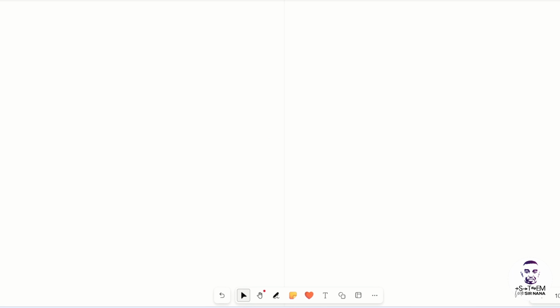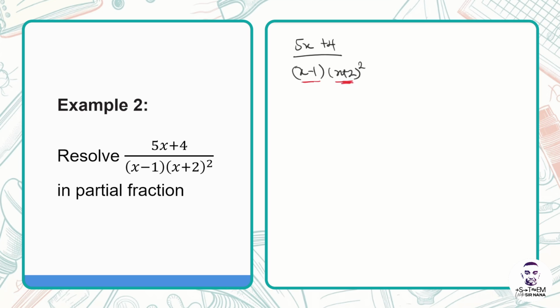When we look at the question carefully, it is asking us to resolve the expression (5x + 4) over (x - 1)(x + 2)². When we consider these denominators very carefully, you realize that it has a linear factor and a linear factor that is repeated. So x - 1 is a linear factor, and (x + 2)² is a linear factor that is repeated.